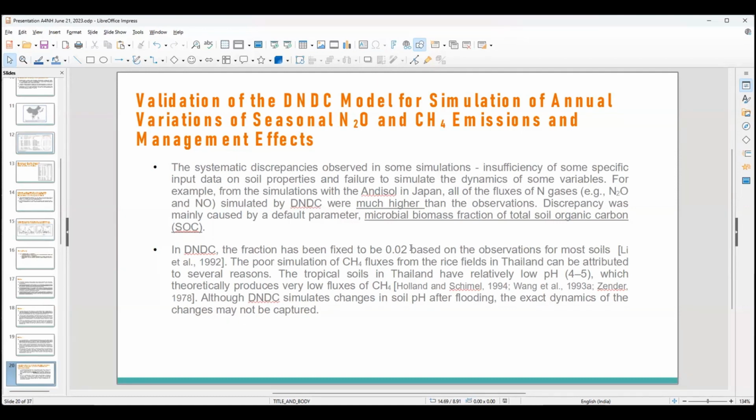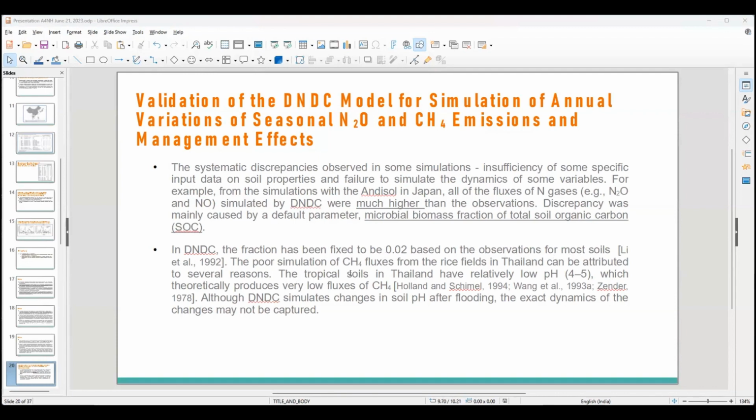For example, we may not have accurate data. Ritvik is going to talk more about this: we require accurate data about all parameters and inputs that we feed into the model. If there is deviation, then our results differ a lot. For example, from the simulations with the andosol in Japan, all of the fluxes of nitrogen gases simulated by DNDC were much higher than the observations. This discrepancy was because of a default parameter, the microbial biomass fraction of total soil organic carbon. This is already fed into the system, and we can't change it. Because of it, the DNDC model estimates show that the nitrogen gas emissions are much higher. In DNDC, the fraction has been fixed to 0.02 based on the observations for most kinds of soils.